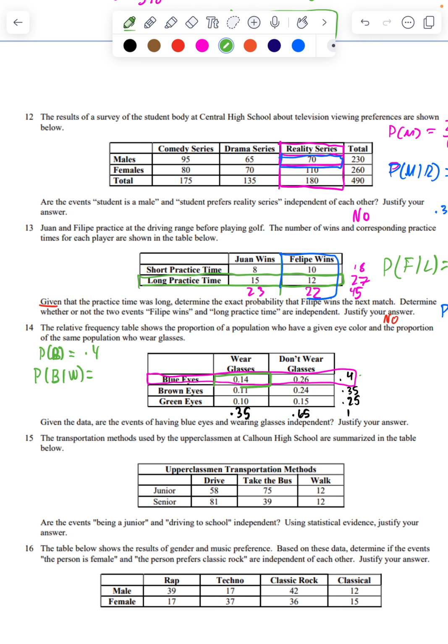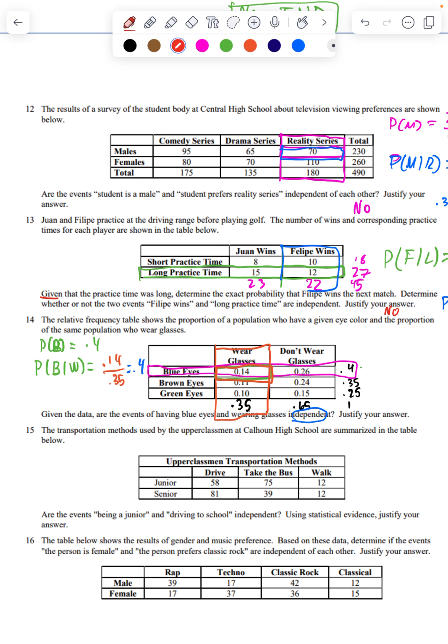What is the chance you wear glasses, out of all the people who wear glasses? All right, so that's blue eyes, 0.4. Out of all the people who wear glasses, 0.35. Now, if you put this in the calculator, this is 0.4. So they're equal to each other. So that means they're independent. Yes, our work justifies our answer.